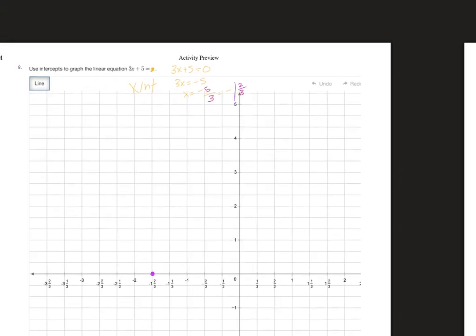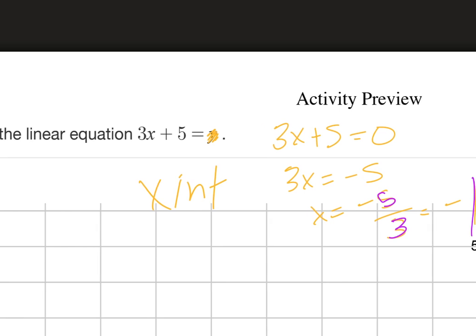Okay. And let's zoom back in for the y-intercept. So the y-intercept happens when x is 0. Well, this one's a whole lot easier. It's just y equals 5.